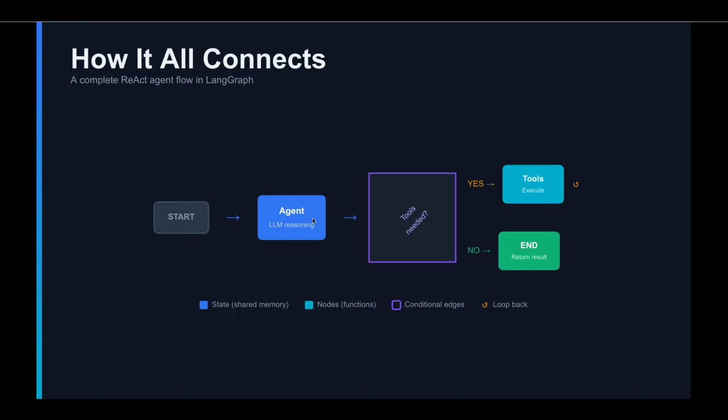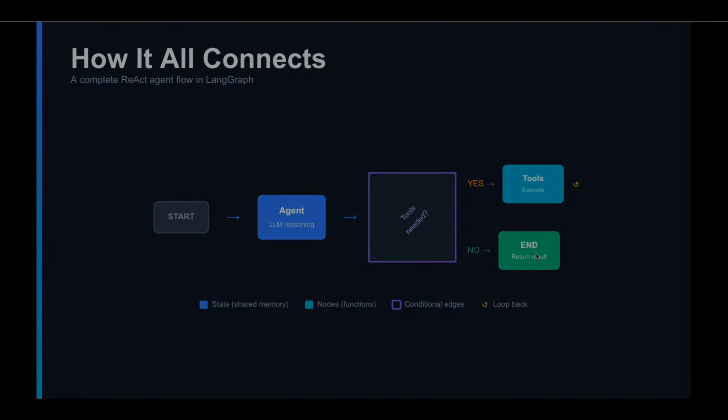If the agent realizes that it needs more tools, there could be multiple tools running, more than one tool. And then once the agent is okay about what is happening, it can check if any more tools are needed, and if they're not, then it goes to the end. And that's how the loop continues until it achieves what it wants to do.